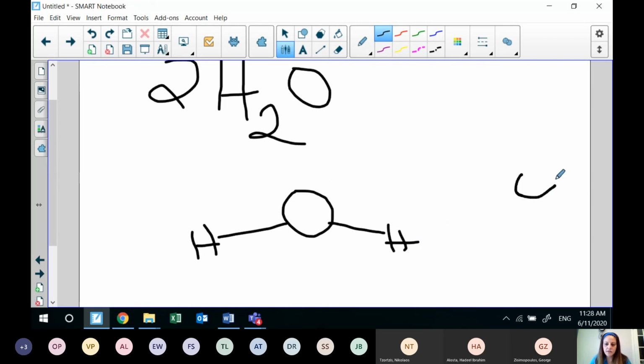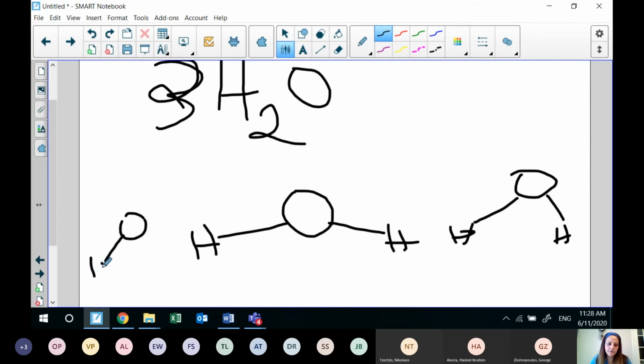So this and another one next to it. If I put a big 3 here, then I have a third one. See? By putting a 3 in the front, it multiplies everything in the molecule. It's like in algebra. So that means I have 3 times 2, 6 hydrogens, and 3 times 1, 3 oxygens. And look here, 1, 2, 3 oxygens. 1, 2, 3, 4, 5, 6 hydrogens. Got it?